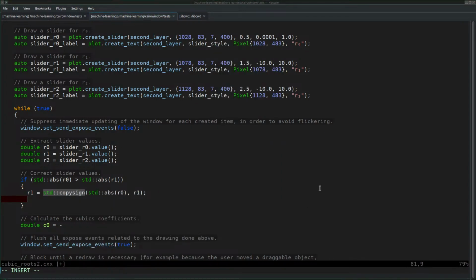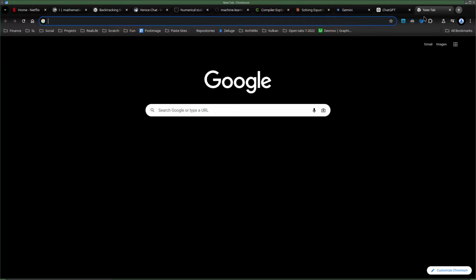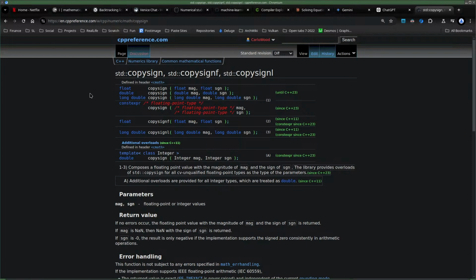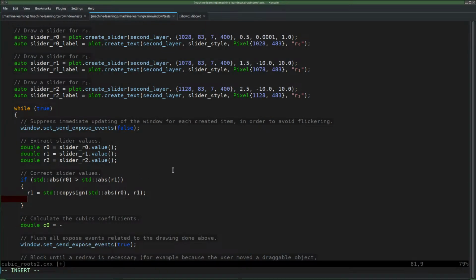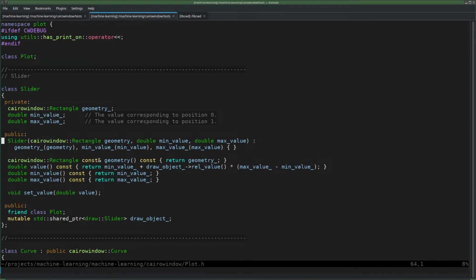What? Magnitude sign. Oh, I have a set value. Slider set value.